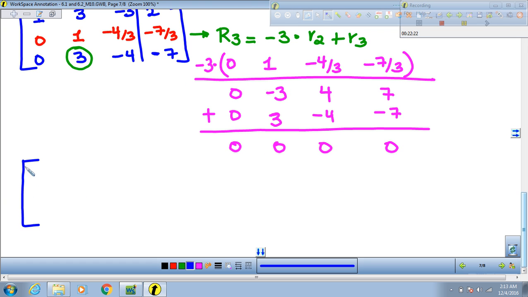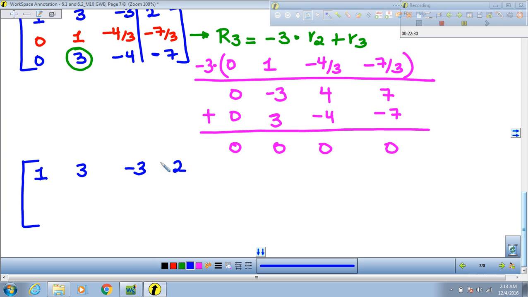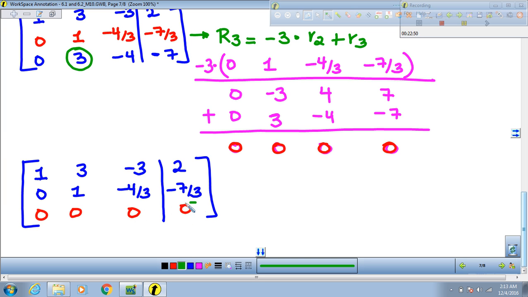So the matrix is going to look like 1, 3, negative 3, 2, I think it's a 2, I cannot see, yeah, it's a 2. Then you have 0, 1, negative 4 over 3, negative 7 over 3, and then this one, which are all zeros by the way, you're going to place them in the last row. So this is the other special case. When the last row has all zeros everywhere, okay, it's not like no solution.